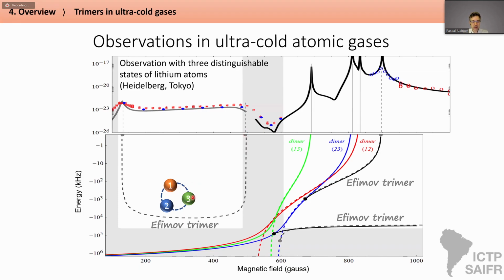length scale associated to the interaction between the atoms, which is the so-called van der Waals length. And so that's one of the reasons the three-body parameter is the same in these two different universal regions, because they are described by the same van der Waals interactions at large distance, and for this particular system, this is what sets the three-body parameter.